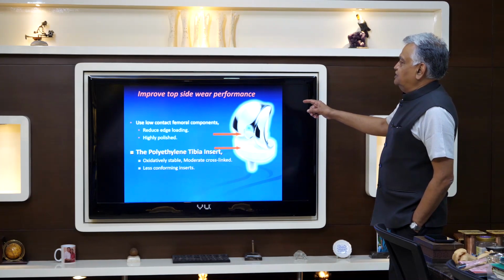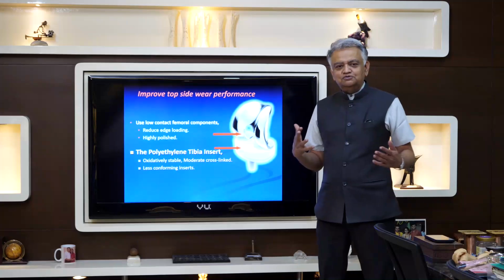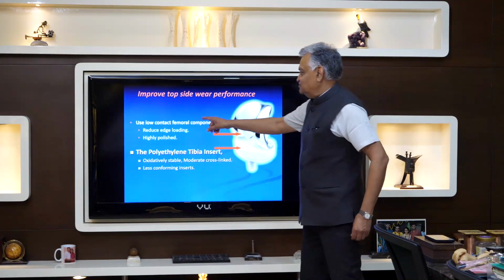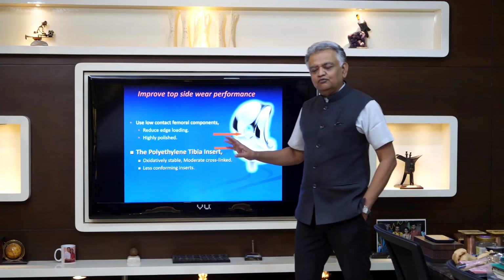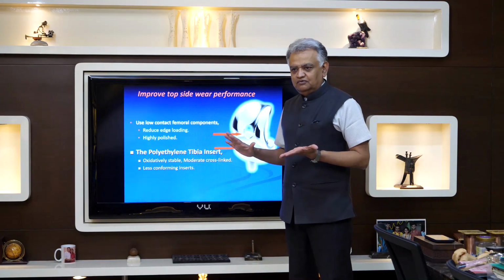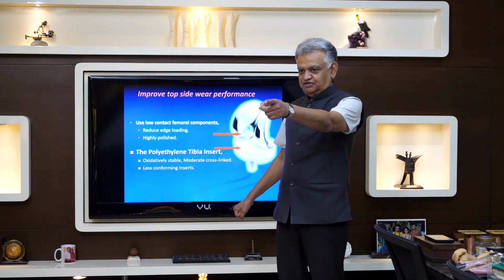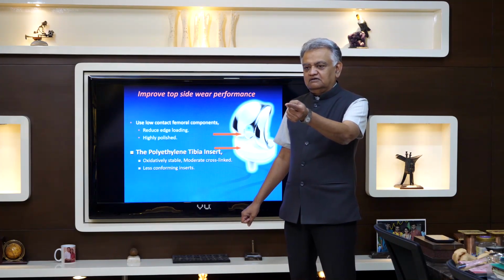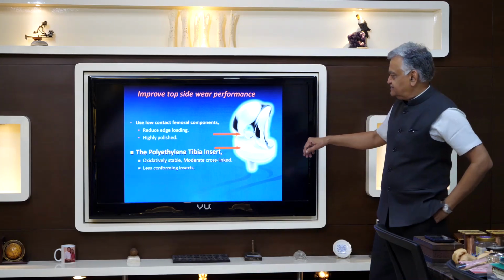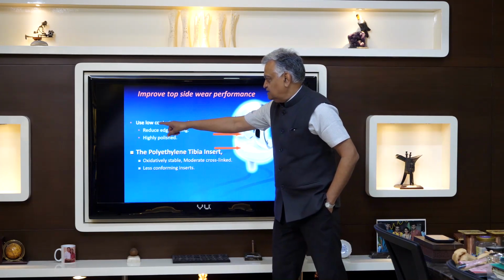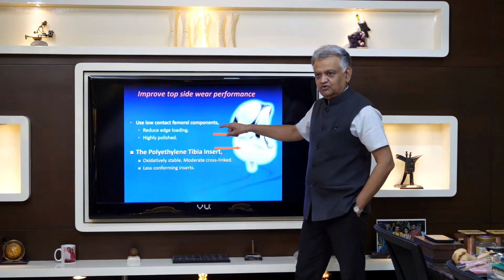So, how do you improve backside wear? There is so much to this science, I can just keep on going. One approach is the use of low contact femoral components. Very quickly, you will also see this as part of my answer to the question about the difference between mobile bearing and fixed bearing, so let me reserve it like that. Just remember what I'm saying here: low contact femoral components.